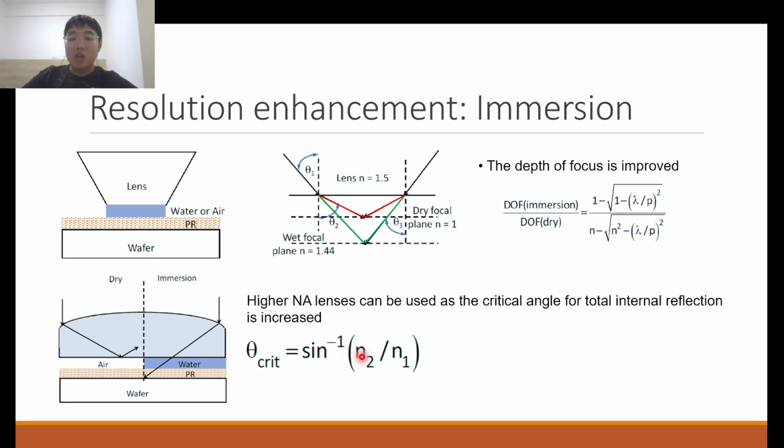So you have this N2 over N1 ratio approaching that of 1, and therefore your critical angle approaches that of 90 degrees. So we can have very close to 90-degree angle of incidence without undergoing total internal reflection. So we can basically expand the numerical aperture of the lens to be much bigger than what we could achieve without this immersion technique.